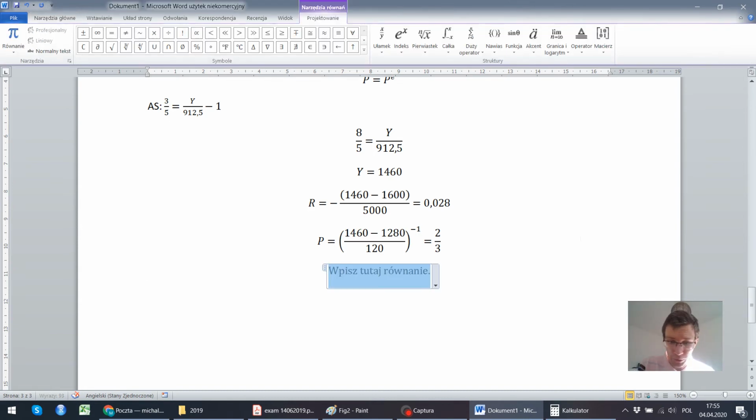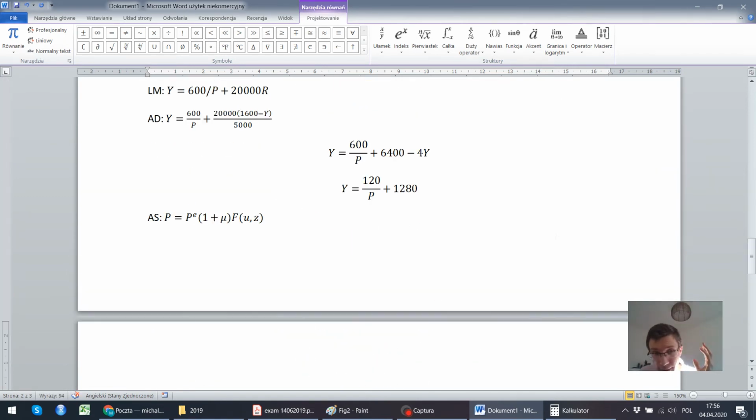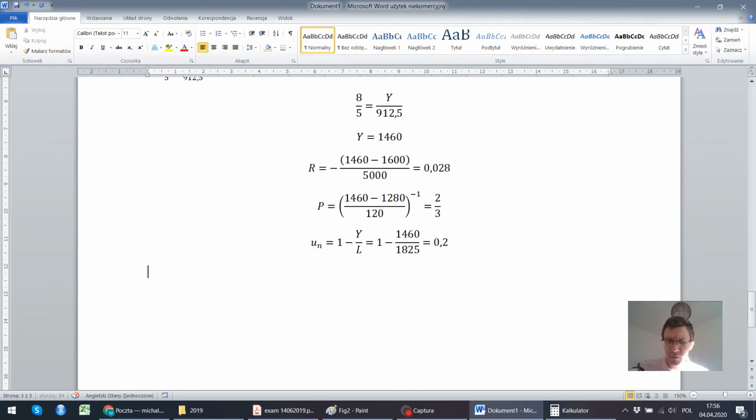We still need to compute the natural level of unemployment. How to compute this? Well, there are multiple ways of doing this. Maybe the easiest one is simply to use the definition of the unemployment rate, which is 1 minus y over L, which is equal to 1 minus 1460 over 1825, and this is equal to 0.2, 20%. All right, so we have everything right now.